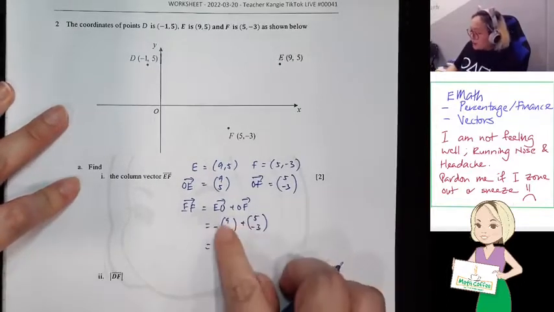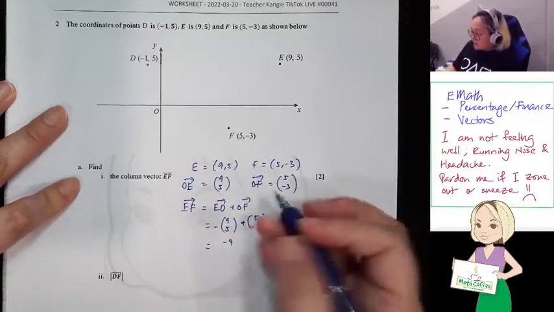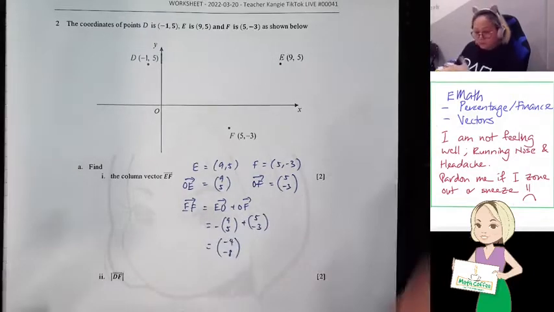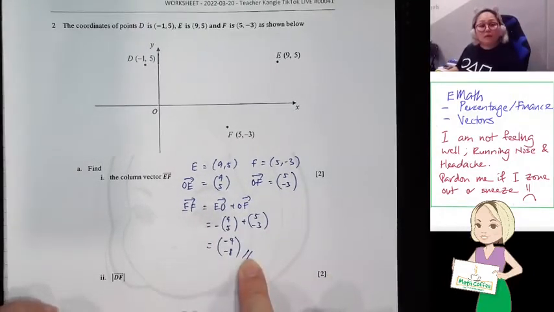So with this, minus 9 plus 5 gives me negative 4. Minus 5 plus negative 3 means it's minus 8. So we are done. This is the answer for vector EF. You understand? Easy, right?